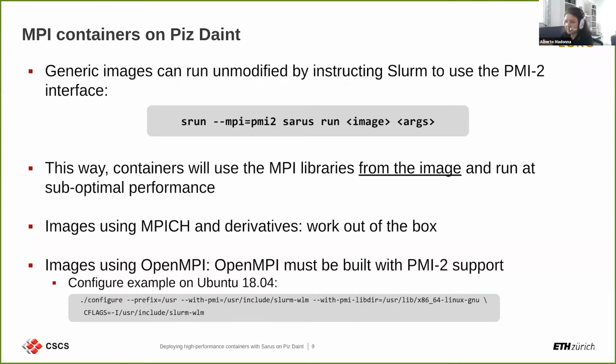By default, on Piz Daint, the Slurm workload manager will use the Cray PMI, which is only understood by the Cray MPI libraries, which are not generically available. So if you come in with an image using a more generic implementation of MPI, let's say MPICH, MVAPICH, or even the Intel MPI, those will not be able to communicate right away with the MPI launcher.